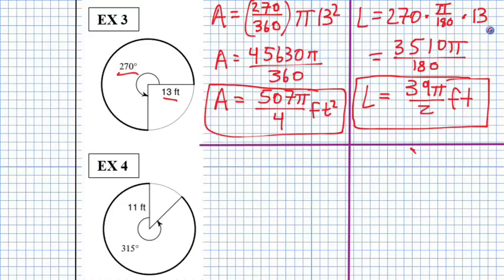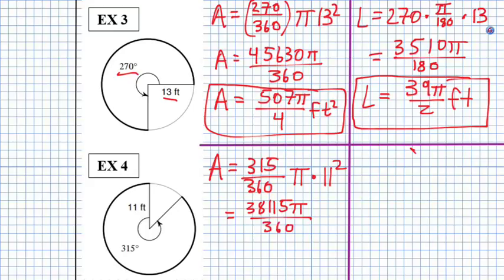And then finally, let's do this last example. We have area is equal to, again, we have 315 now over 360. And this is multiplied by pi, and it's also multiplied by our radius, which is 11 squared. And so we get 38115 pi over 360. And so we get that the area is equal to 847 pi over 8. And again, feet squared.